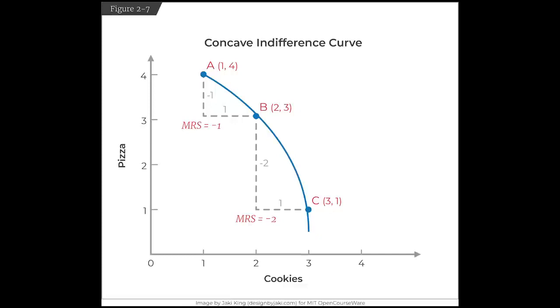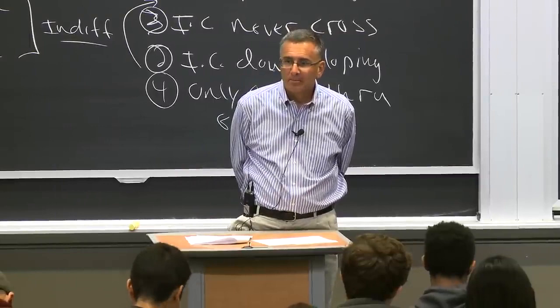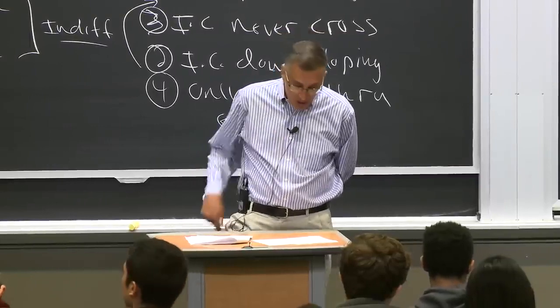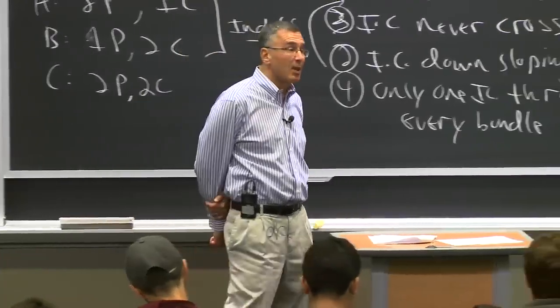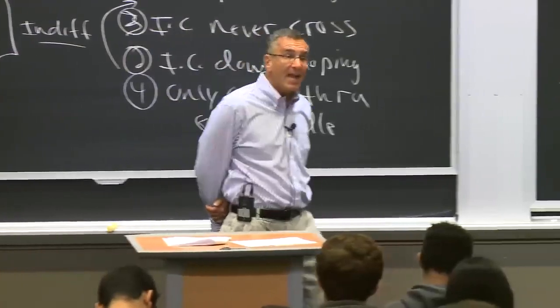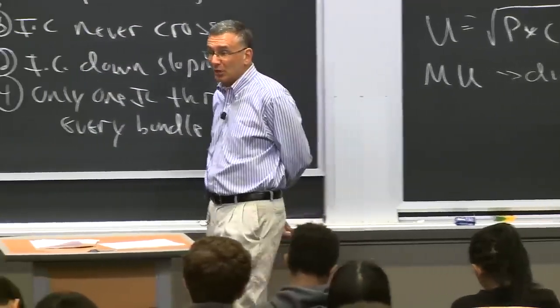What does that violate? Why does that not make sense? Yeah. Law of diminishing marginal utility. Here, you were happy to give 1 slice of pizza to get 1 cookie. Now you'd give 2 slices of pizza to get 1 cookie, even though you have less pizza and more cookies. That can't be right. As you have less pizza and more cookies, pizza should become more valuable, not less valuable. And cookies should become less valuable, not more valuable. So a concave to the origin indifference curve would violate the principle of diminishing marginal utility and diminishing marginal rate of substitution.